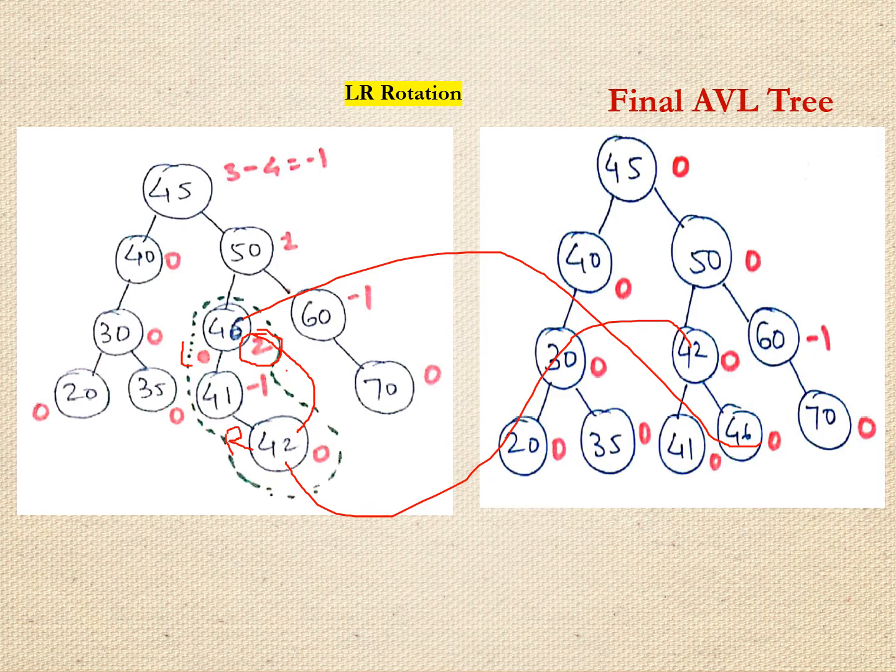Now again you verify all the balancing factors. All the factors, everywhere you are getting it balanced, 0, 0. Only here we are getting minus 1. But it is in the range for your AVL tree, that is 0, 1 and minus 1. So this is the final AVL tree that we have drawn. This way we can solve any problem under the heading of AVL tree.